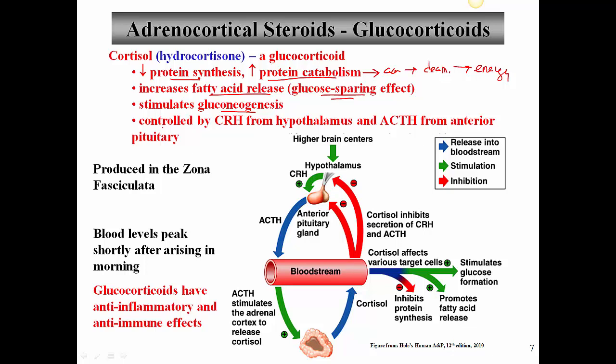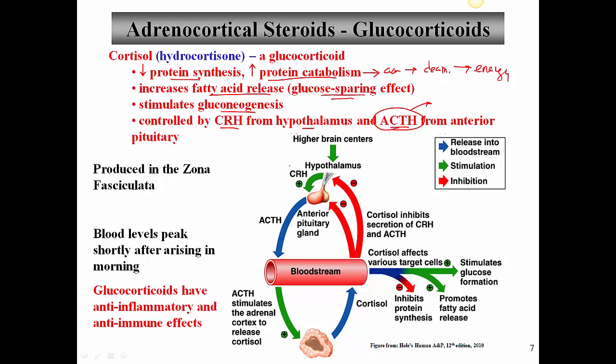The release of cortisol, hydrocortisone, is controlled by ACTH from the anterior pituitary. And if you remember, release of ACTH is controlled by corticotropin-releasing hormone that comes from the hypothalamus. So this would be a hormonal mechanism of hormone release, since we have ACTH, a hormone, controlling the release of cortisol from the adrenal cortex. Once again, we have a classic negative feedback loop.